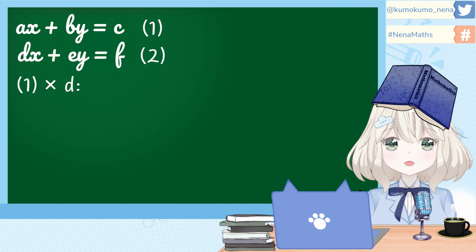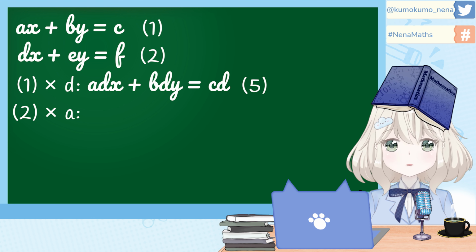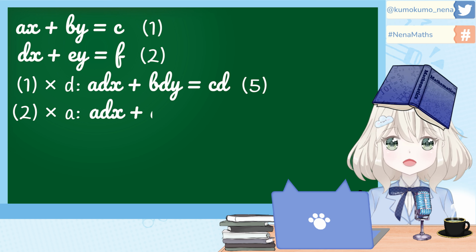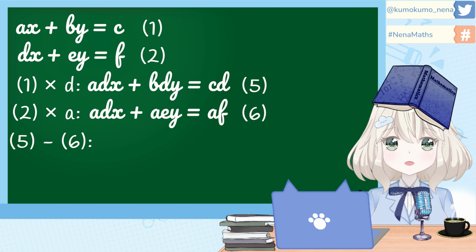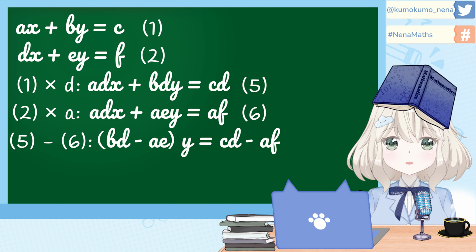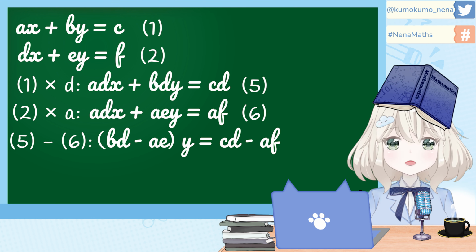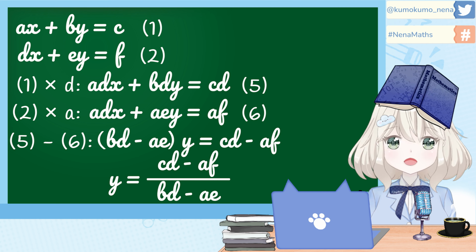We multiply the first equation by d and get adx plus bdy equals cd. Multiply the second equation by a and get adx plus aey equals af. Equation 5 minus equation 6, we obtain bd minus ae times y equals cd minus af. Thus, y is cd minus af over bd minus ae.